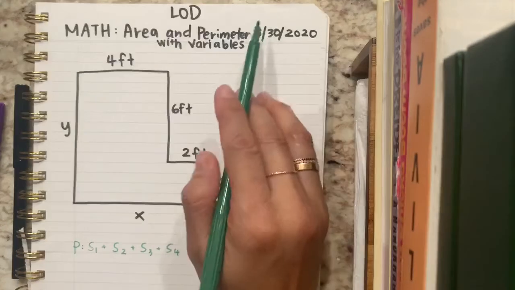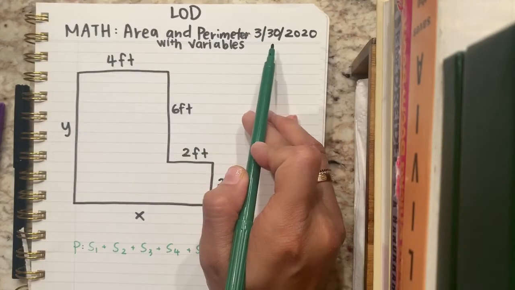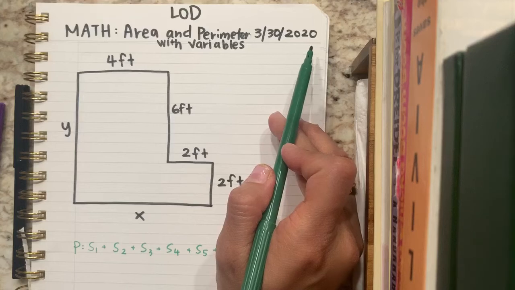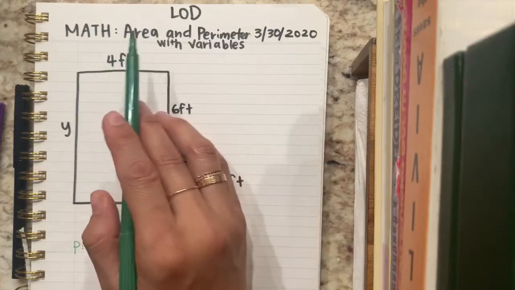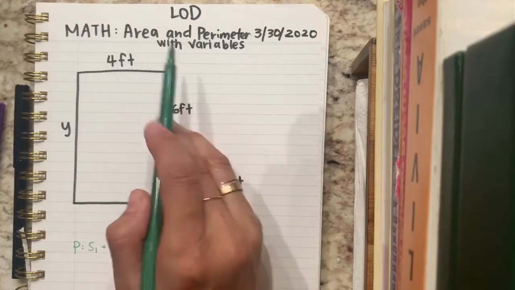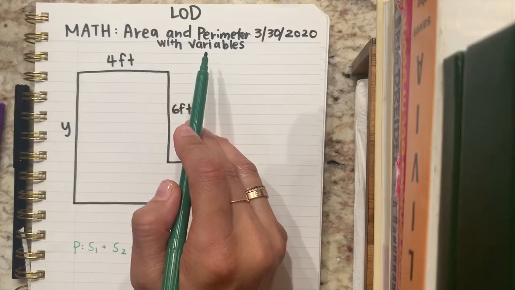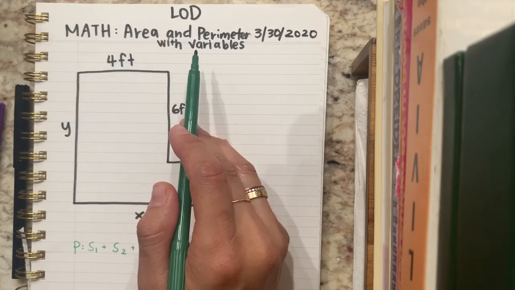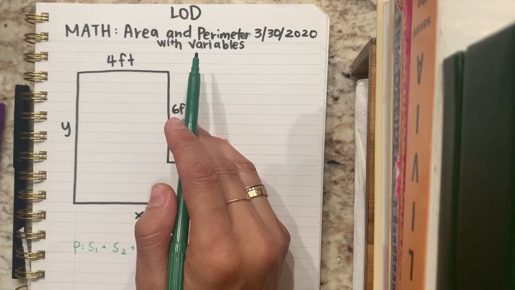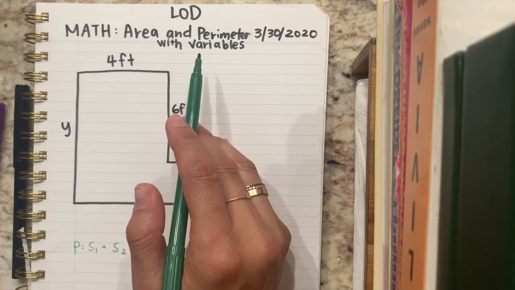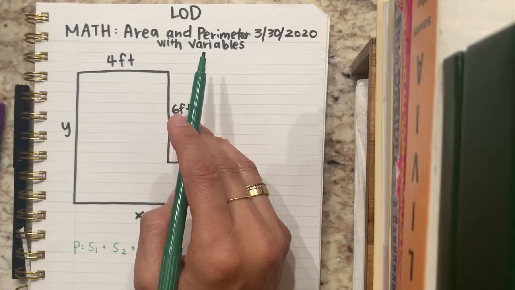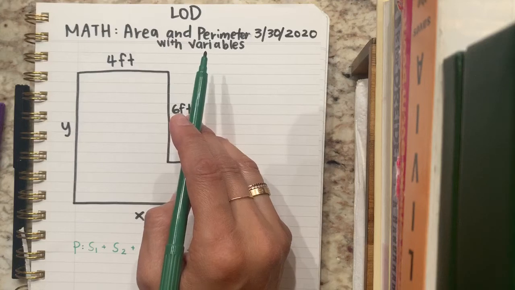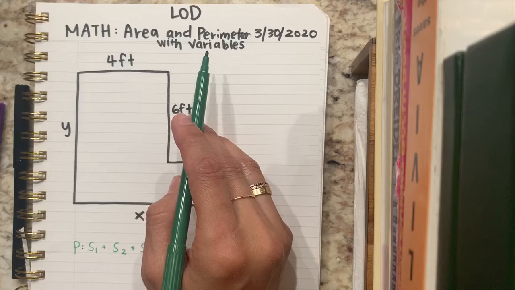So today's date is March 30th, 2020. And we are going to be doing area and perimeter with variables. So as a reminder, a variable is an unknown value. Oftentimes you'll see a variable represented by the letter X. Today, just for fun, I have two variables in our problem.